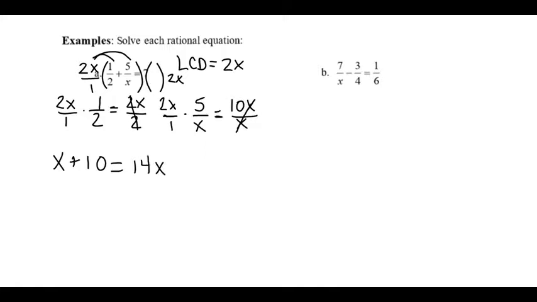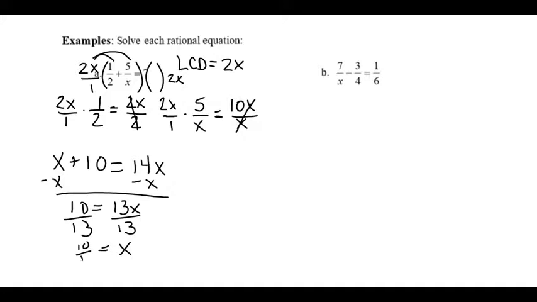Now I'm just going to solve the equation. I'll combine my x's first, so I'll subtract x from both sides. That gives me 10 equals 13x. We divide by 13 on both sides to get x by itself, and I get x equals 10/13.